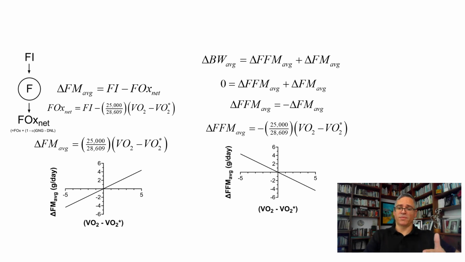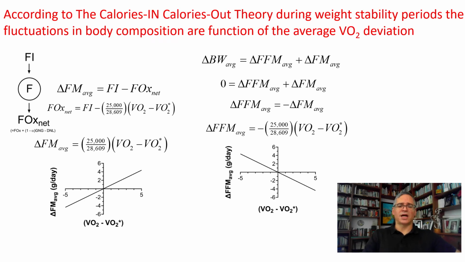As a result of the preceding analysis, we can conclude that according to the calories in, calories out theory, during weight stability periods, the fluctuations in body composition are a function of the average VO2 deviation.